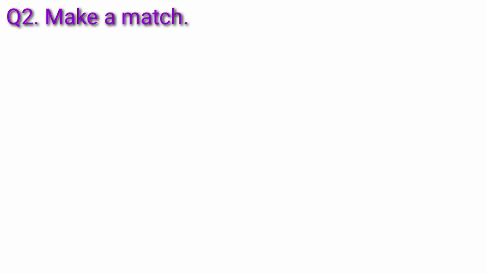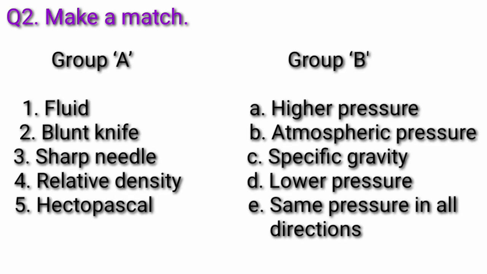Now, question 2, make a match. Question A, Group A, Group B are given. Group A: 1 fluid, 2 blunt knife, 3 sharp needle, 4 relative density, 5 hectopascal. Group B: A, higher pressure, B, atmospheric pressure, C, specific gravity, D, lower pressure, E, same pressure in all directions.